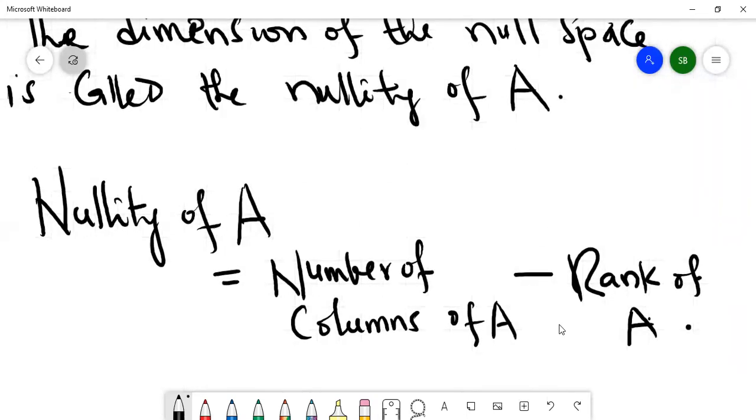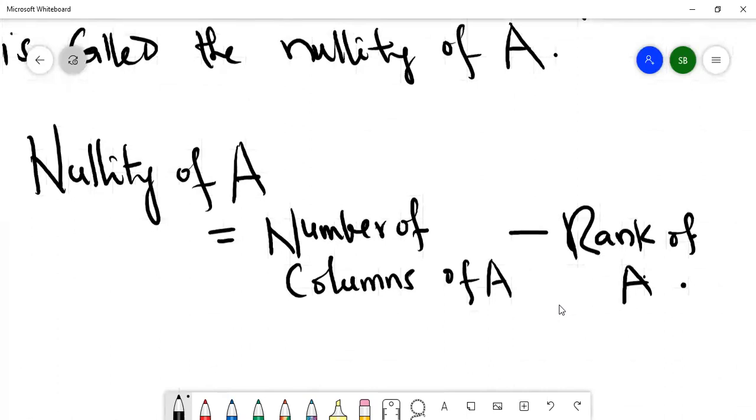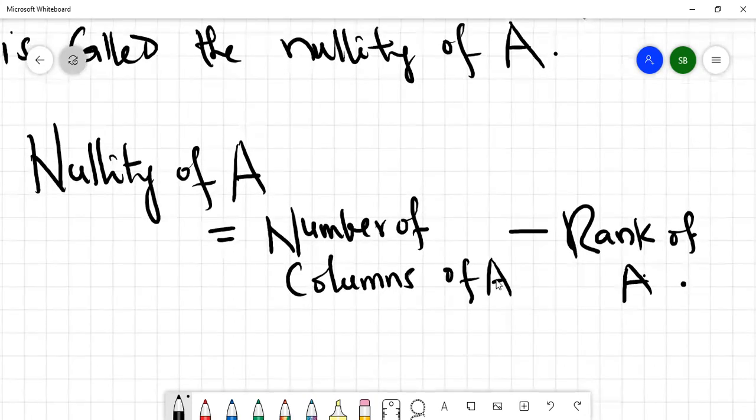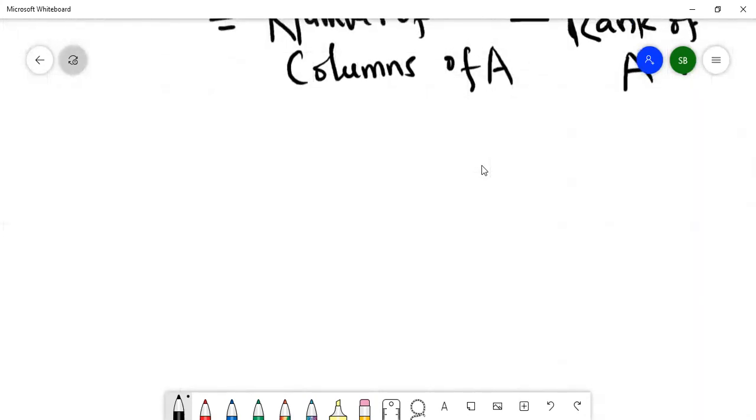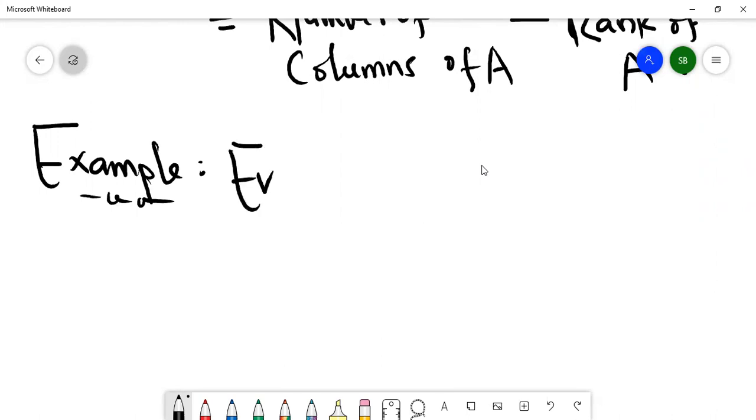And what is the nullity of A? It was mentioned that the nullity of A is simply equal to the number of columns of A minus the rank of A. Now let's consider an example to clarify what we mentioned. In this example, we are going to consider evaluating the rank of a matrix and also evaluating the nullity of a matrix.